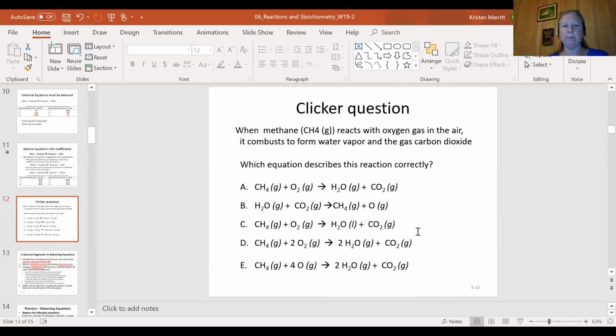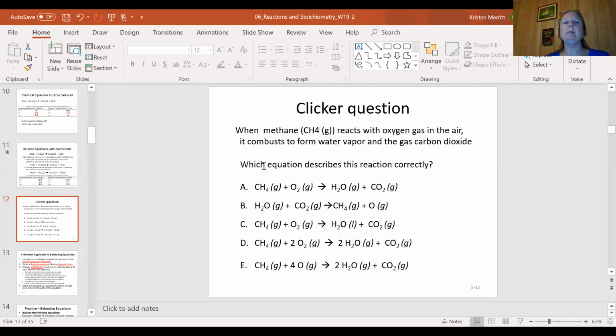So let's look at this question. We have a paragraph, and it says when methane, which is CH4, gas, reacts with oxygen gas in the air, it combusts, that means it blows up, to form water vapor and the gas carbon dioxide. So here are our reactants, methane and oxygen, both gases. Here are our products, water and carbon dioxide, both gases. Water vapor is a gas. So which reaction equation describes that, that you would read to say the same thing?